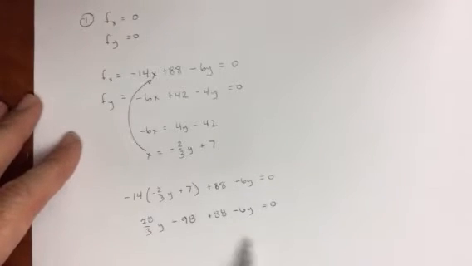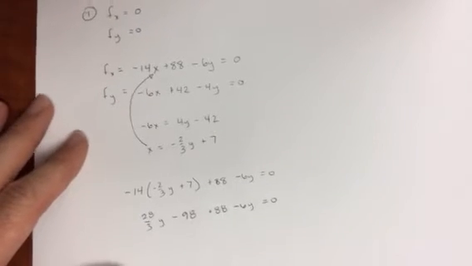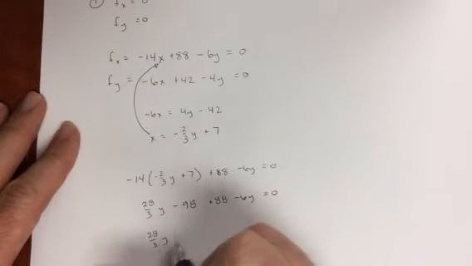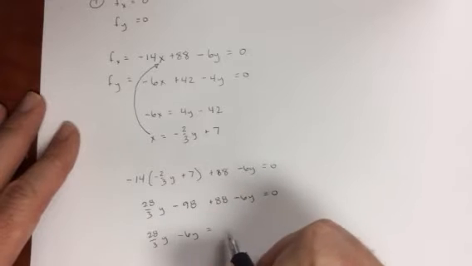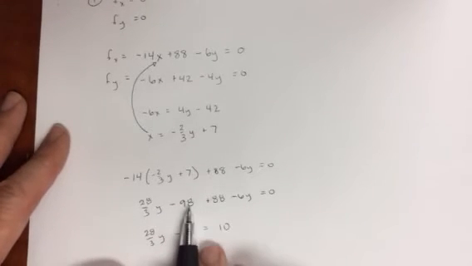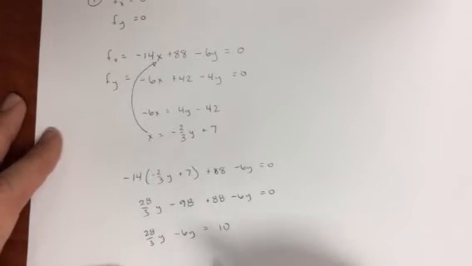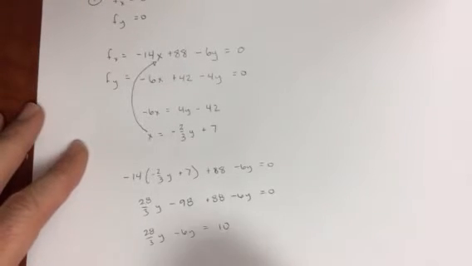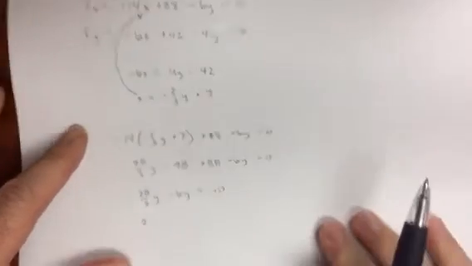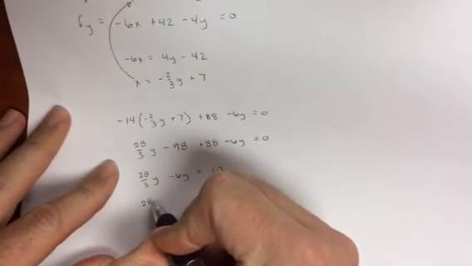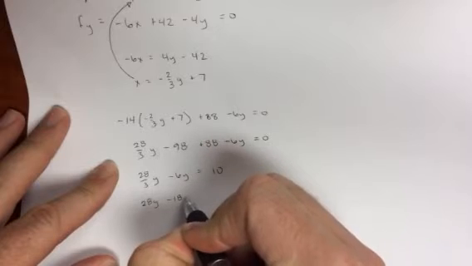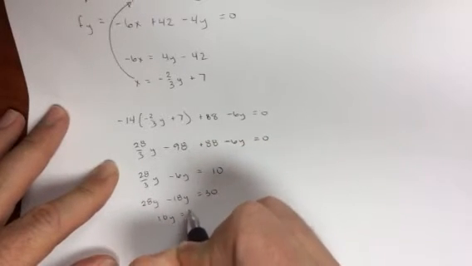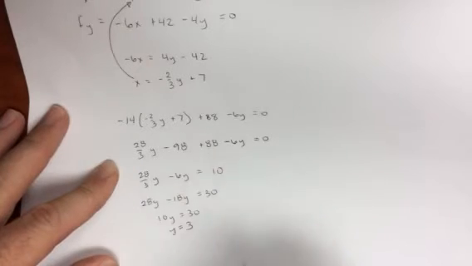Okay, so I'm going to bring the y's over to one side. We get 28/3 y minus 6y is equal to negative 10, because 98 plus 88 is negative. It's negative 10. So now we're there. Now I'm going to multiply everything by 3. Now we're running out of paper. Here we go. 28y minus 18y equals 30. 10y equals 30. Y is equal to 3.